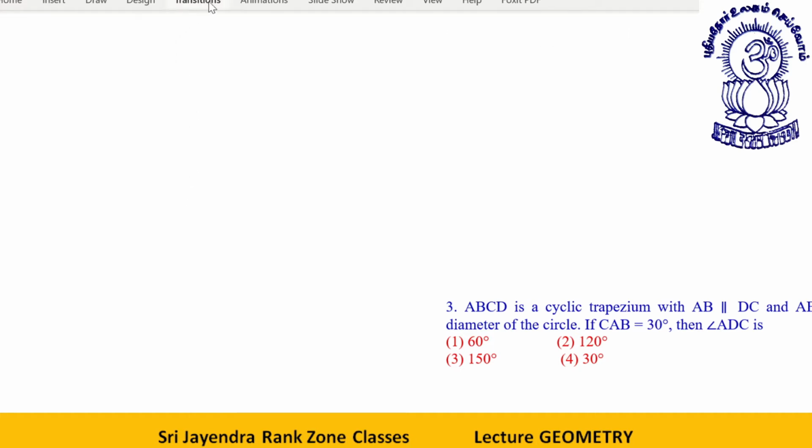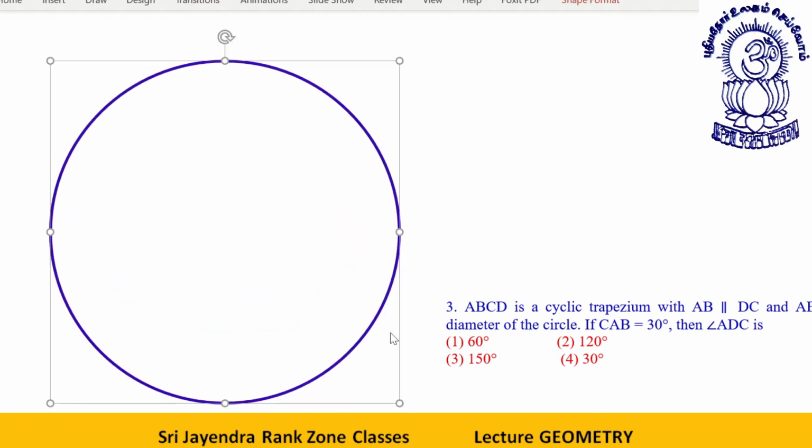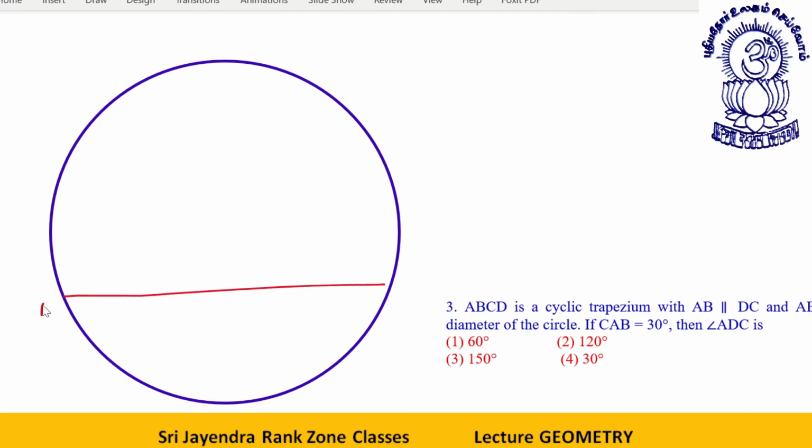ABCD is a cyclic trapezium, with AB parallel to DC. Suppose AB is parallel to CD. I draw it like this. And AB is equal to the diameter of the circle.